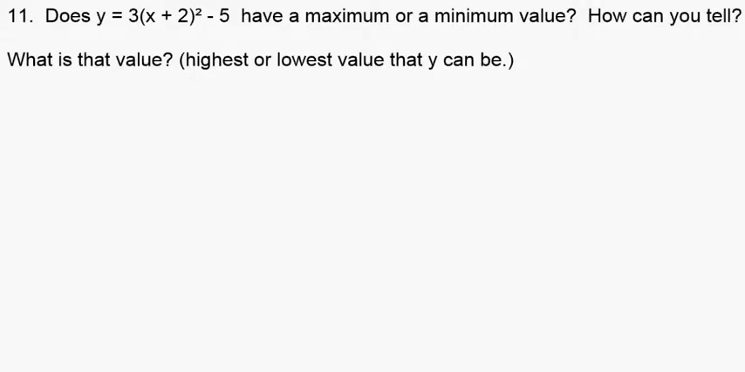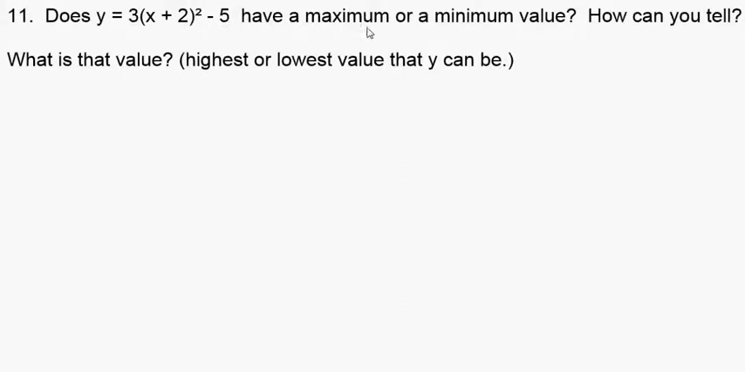Welcome to Mr. Urton's video about predicting graph characteristics from the vertex form of a quadratic equation. The problem in our practice test is y equals 3 times the quantity x plus 2 squared minus 5. It's the vertex form because I have a binomial squared and I'm adding or subtracting a number.